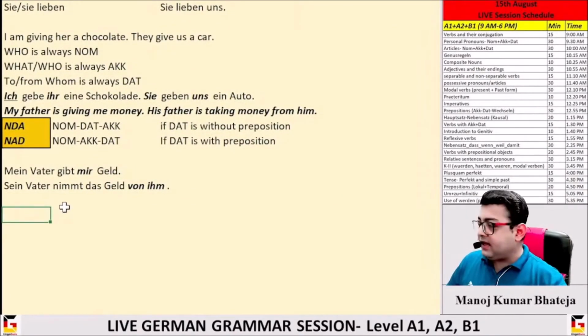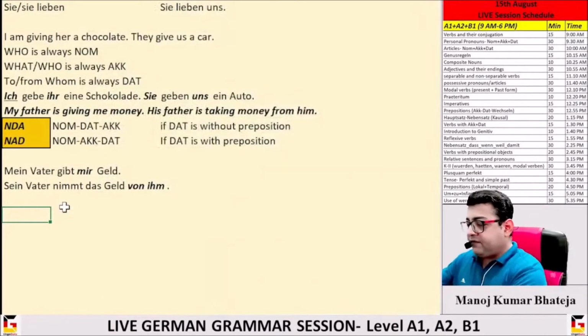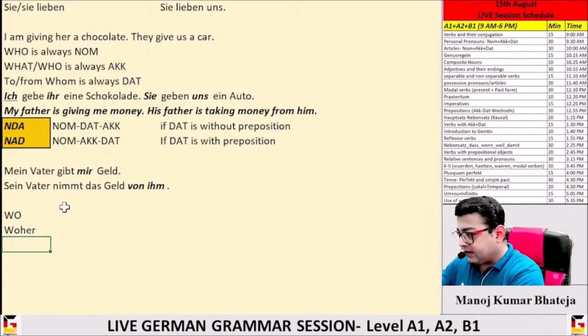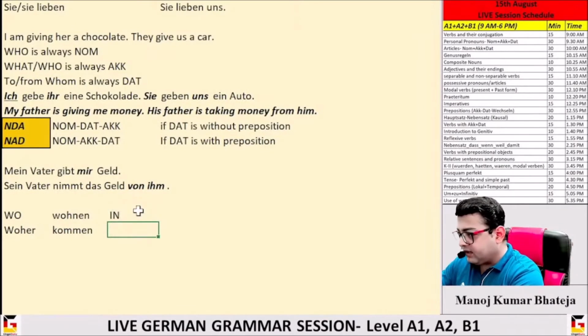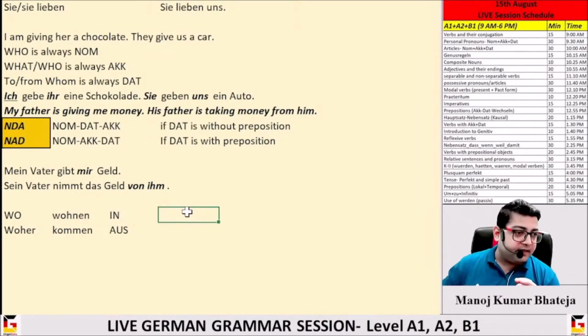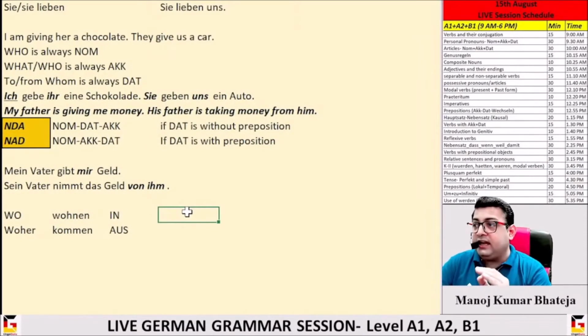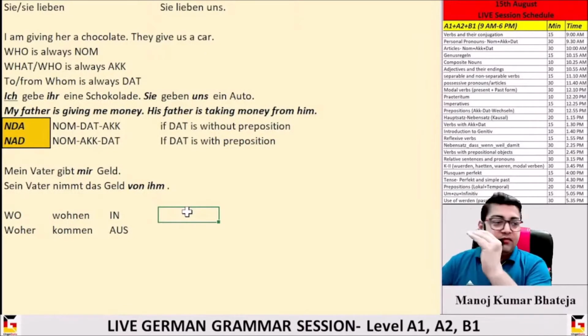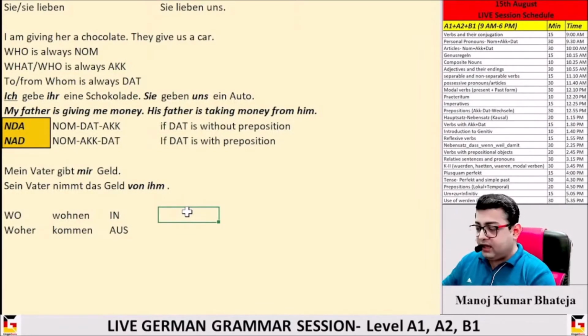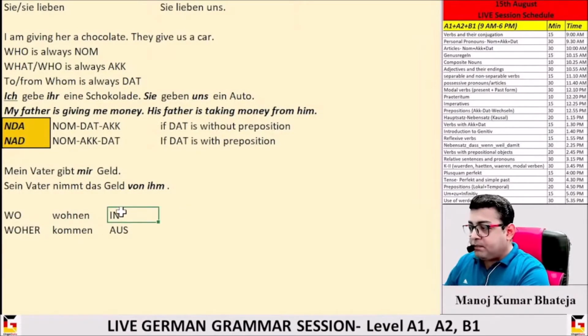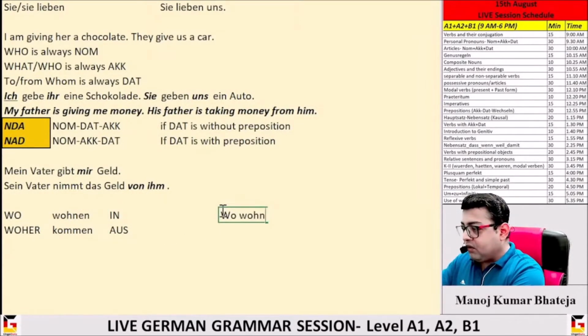Another thing which we can discuss here: if I have wo or woher, wo will always be used with wohnen and woher with kommen. And the preposition that always comes with it is in for wo and aus for woher. Many beginners are generally confused about this concept, wo or woher. Whenever we are talking about the verb wohnen, we always use wo here, and whenever we talk about kommen, it is always going to be woher. The preposition is always in with wohnen, aus with woher.